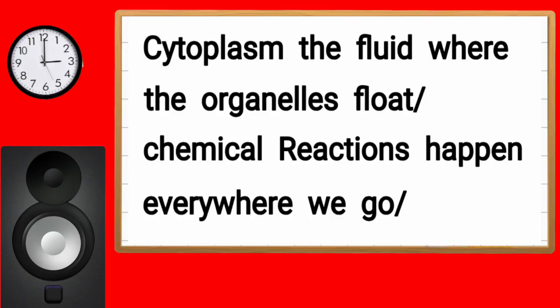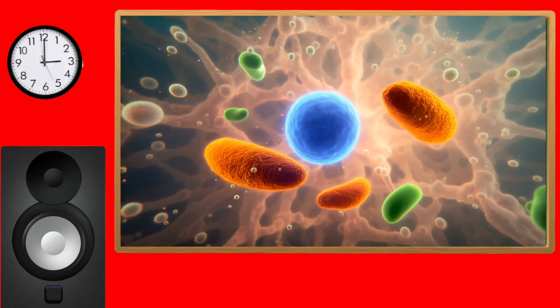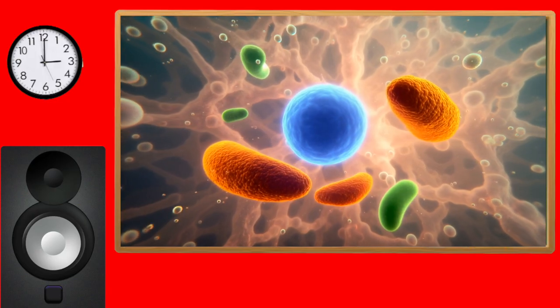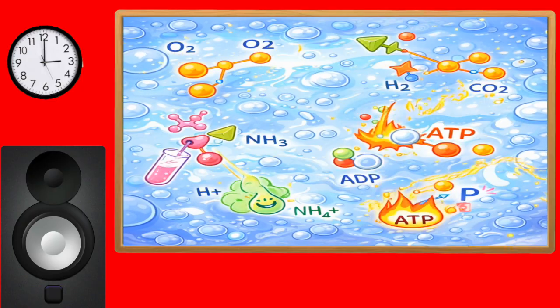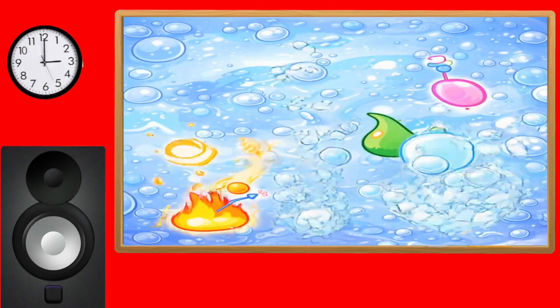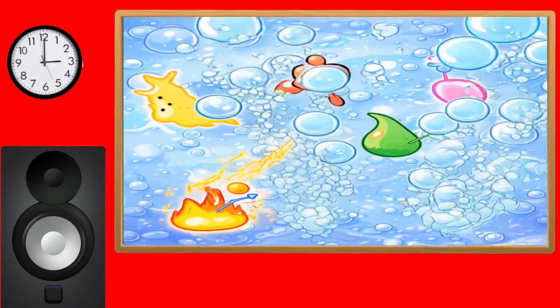Cytoplasm's the fluid where the organelles float. Chemical reactions happen everywhere we go. The cytoplasm is a jelly-like fluid inside the cell, where all the organelles are suspended. Many chemical reactions that keep the cell alive happen within the cytoplasm.